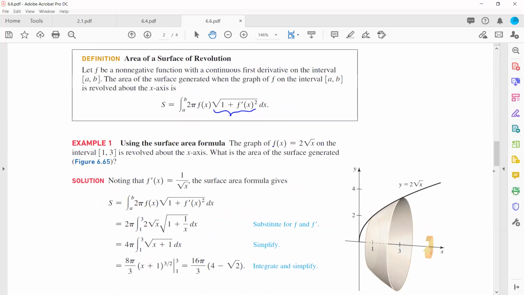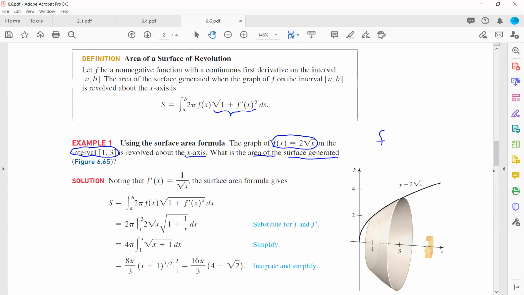Suppose you have the graph of the function 2 square root of x, defined on the interval 1 to 3, and we're revolving that about the x-axis. What's the area of the surface that's generated by this revolution? Very well, we have a nice formula. We know that f of x is 2 times square root of x. We have to take the derivative of the function, raise it to the second power, and add 1 to it.